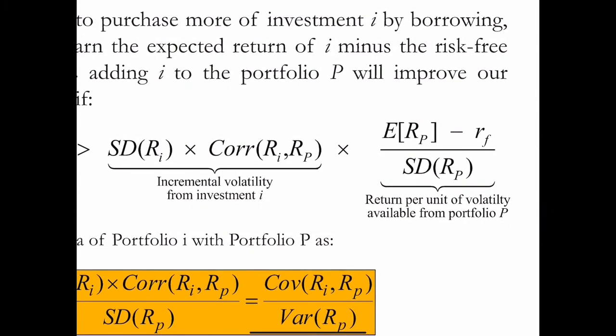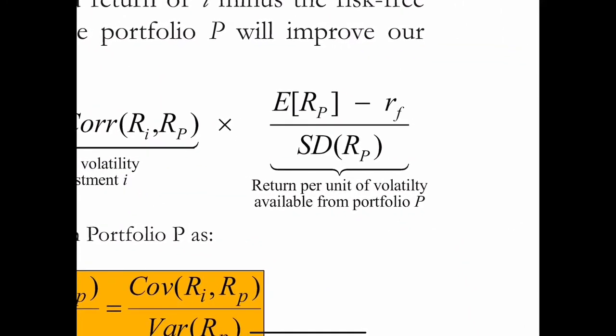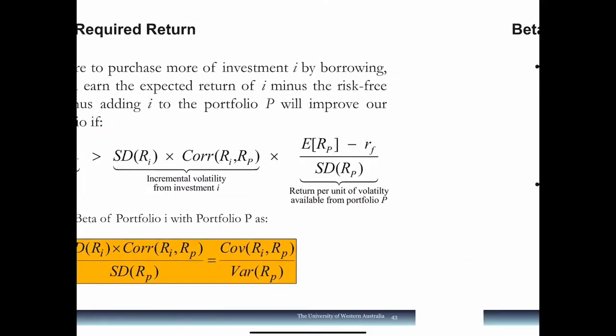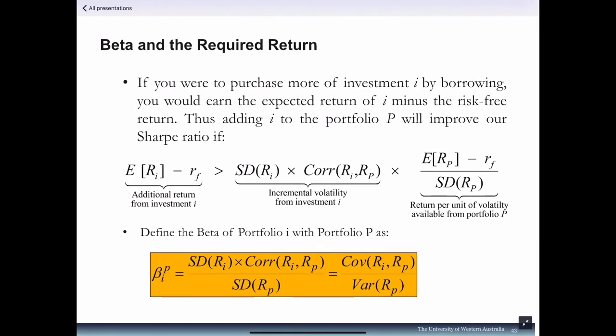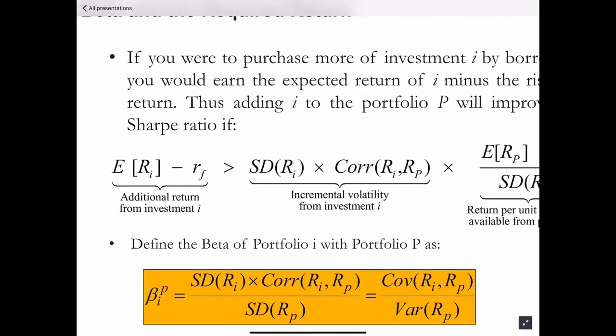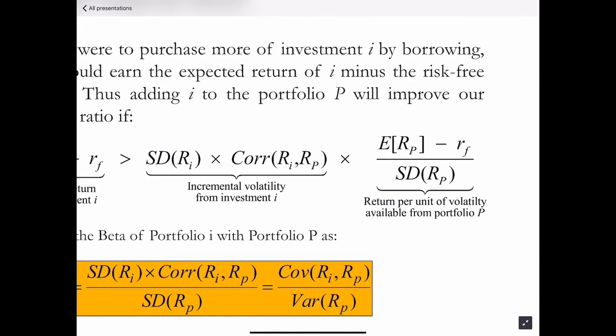So if I'm going to invest in this new stock I, I know it's going to increase my volatility. Given my existing trade-off of return and volatility, I would only invest in this stock I if the return I get is greater than this trade-off. Let me say that again. The only way for me to invest in the new investment I by borrowing is if I can get a higher return than the increase in risk, which is here, times the return per unit of volatility.